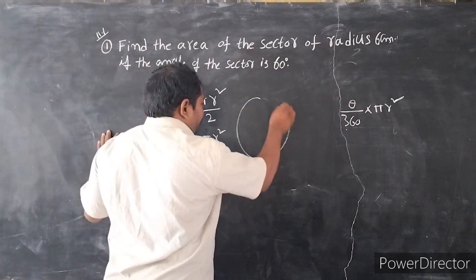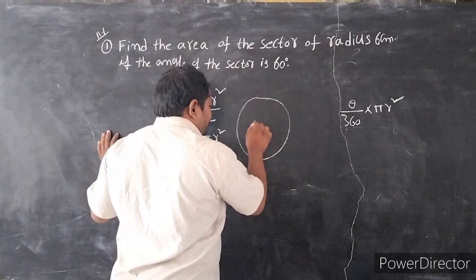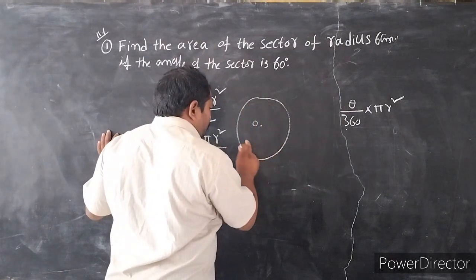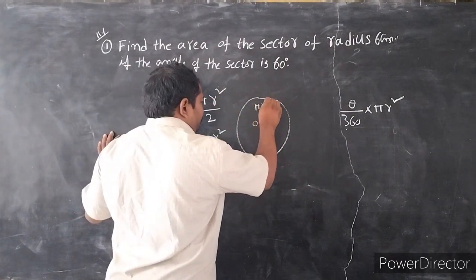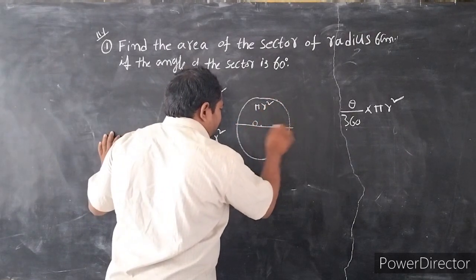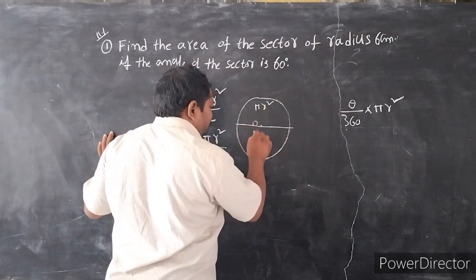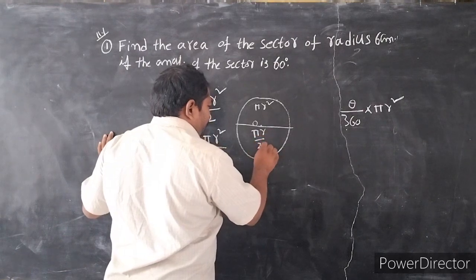Quadrant means this is the circle with center O. The area of this total circle is pi r square only. Area of the total circle is pi r square. The area of this semicircle, half of the circle, is pi r square by 2.